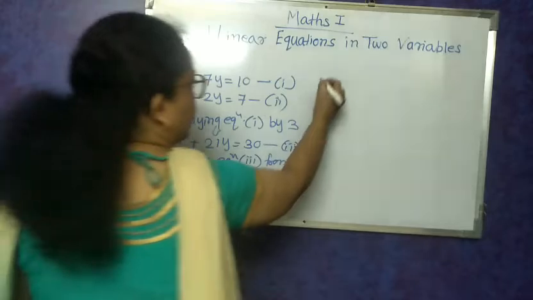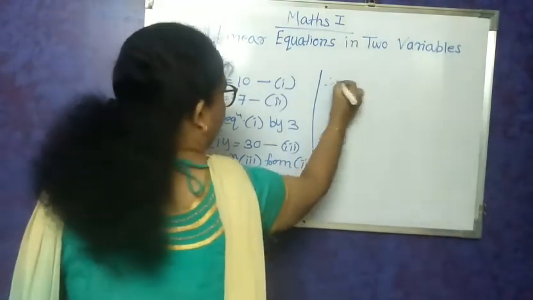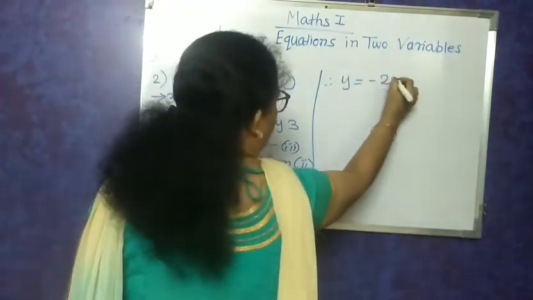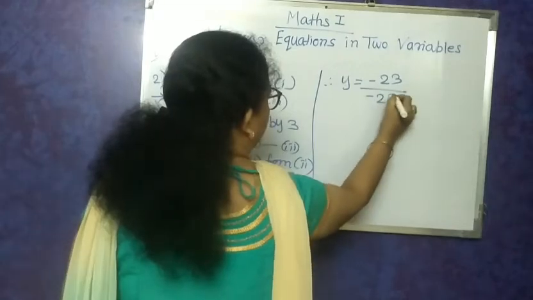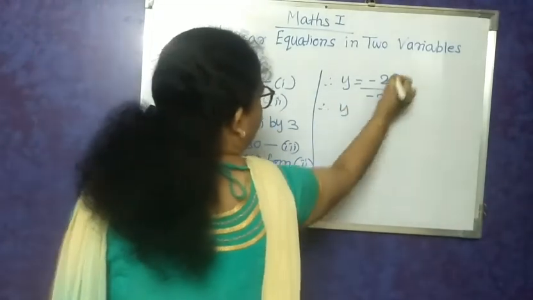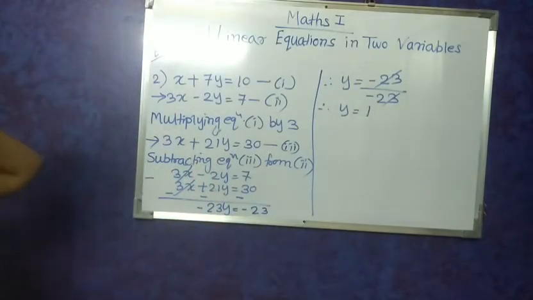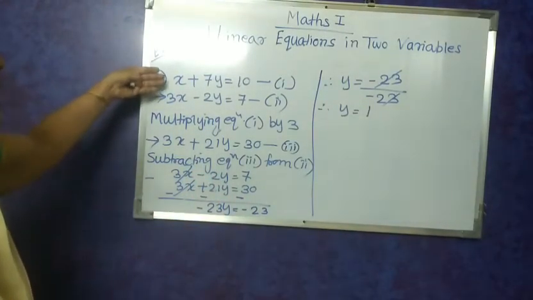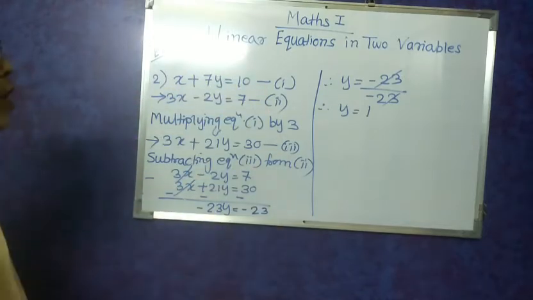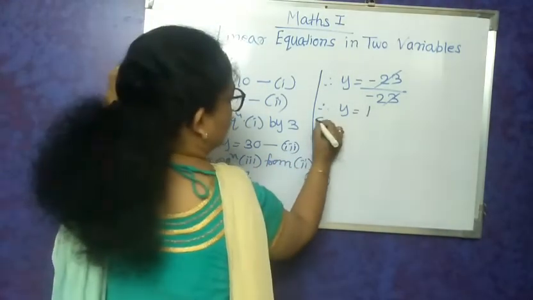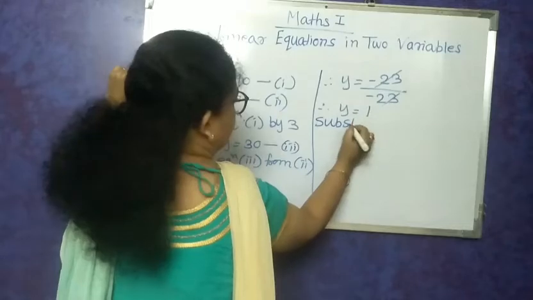Okay, so therefore y is equal to minus 23 upon minus 23. So y is equal to 1. We got the value of y. Now we have 3 equations. Easy, maybe you can substitute the value of y. So I am going to substitute in equation 1.